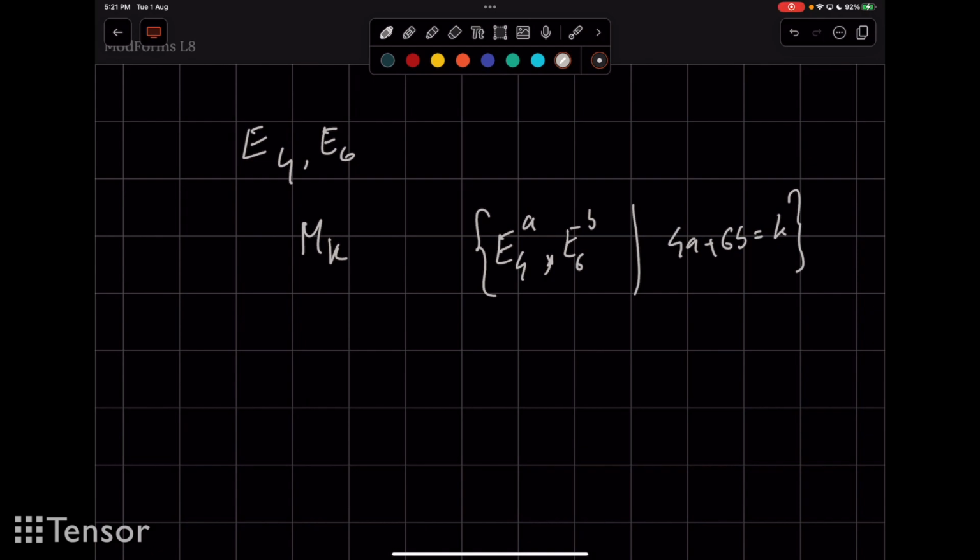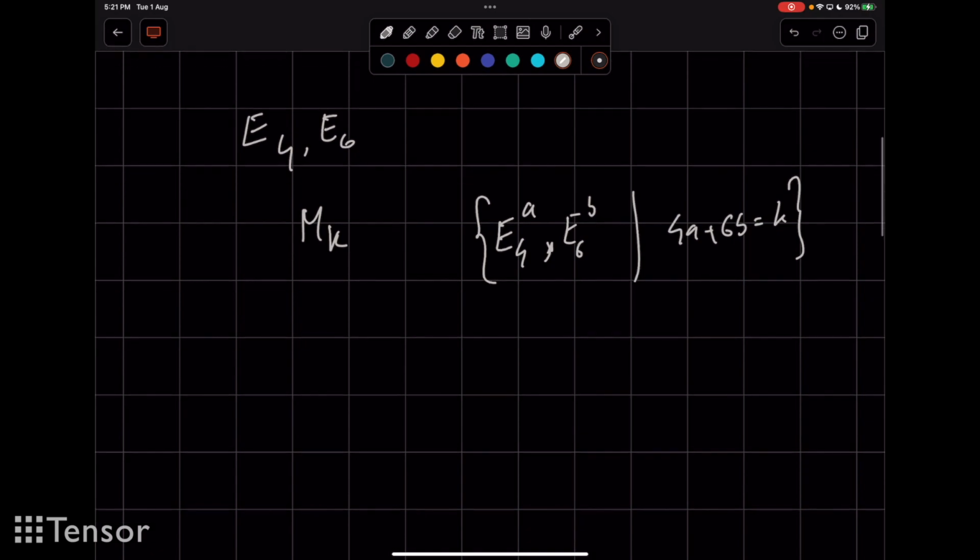And since E4 and E6 are algebraically independent, we can say that the space of all modular forms is isomorphic to C[E4, E6], right? So this is the polynomial ring with the variables of the polynomial being E4 and E6. So this is the space of all the modular forms.